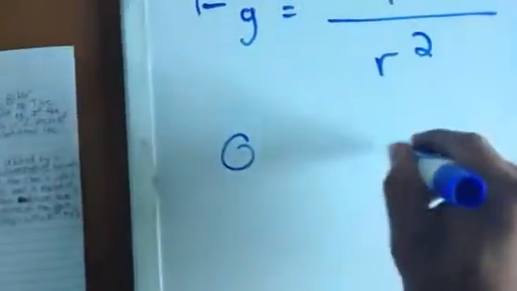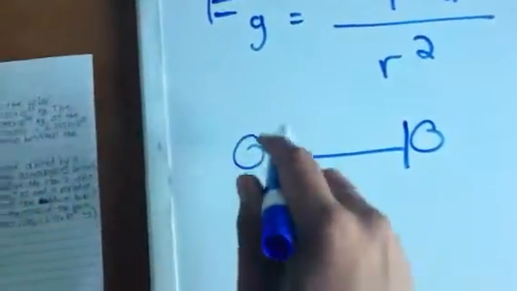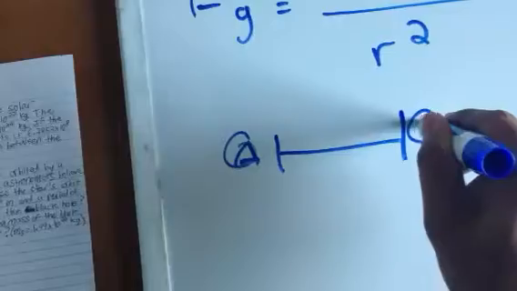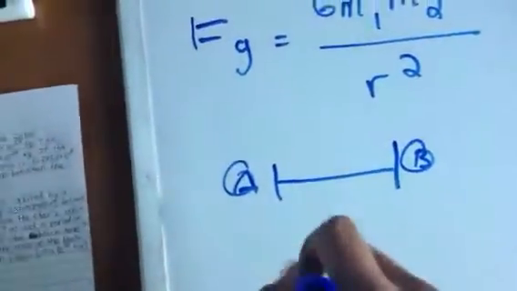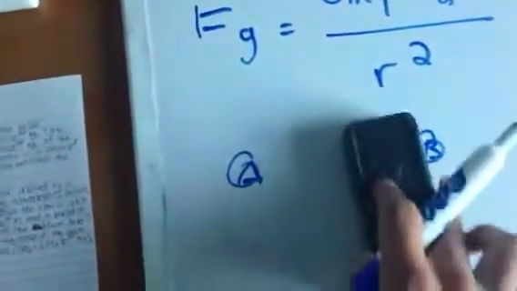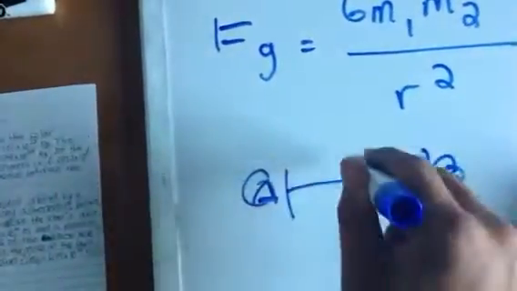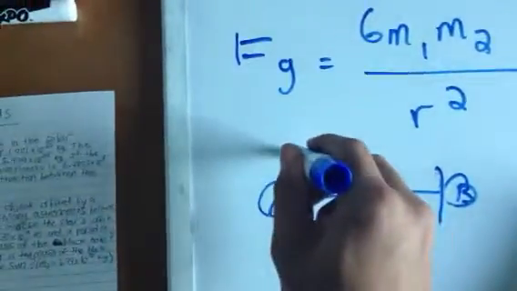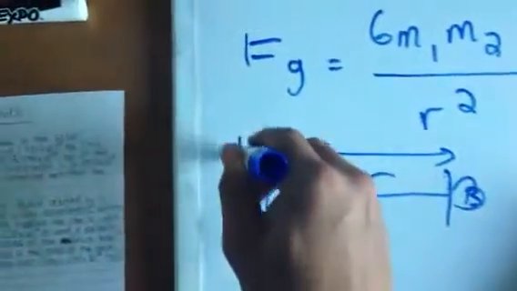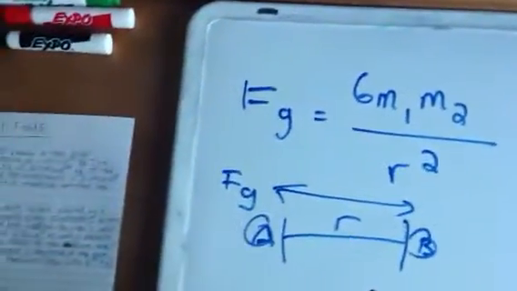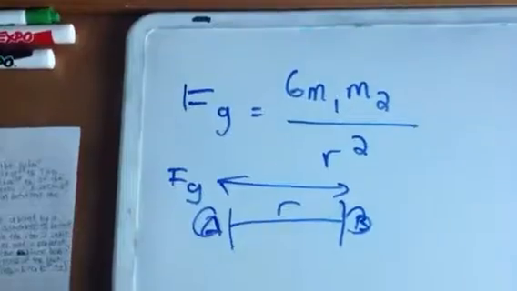So here's a quick photo representation. Here's object A and here's object B. It's not a great picture, but this is the distance between the two objects, and the force between the two is known as Fg. And we're trying to solve for the gravitational force between Earth and Jupiter.